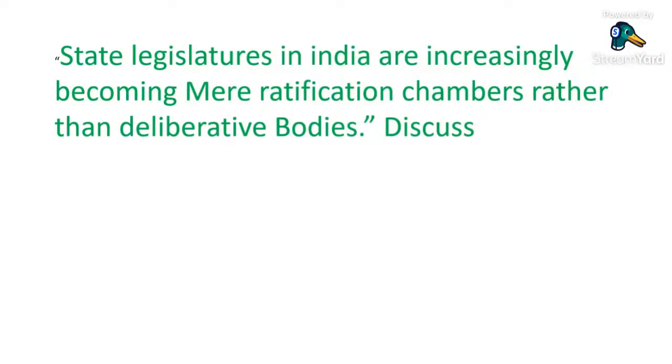There was a hasty passage of bills. Many state assemblies passed bills without adequate debate. For example, in 2022, 9 states including Bihar, Gujarat, Punjab and West Bengal passed all bills within a day of introduction. Then weak legislative committees. Unlike Parliament, state legislatures seldom rely on committees for in-depth discussion.